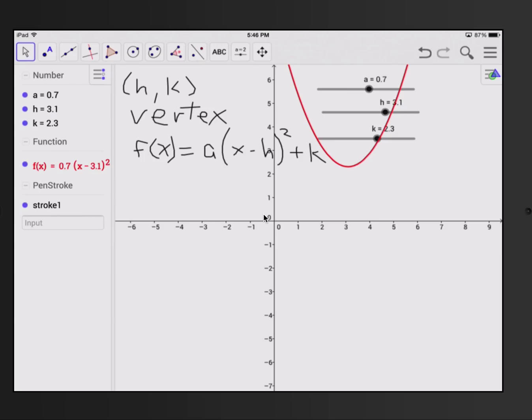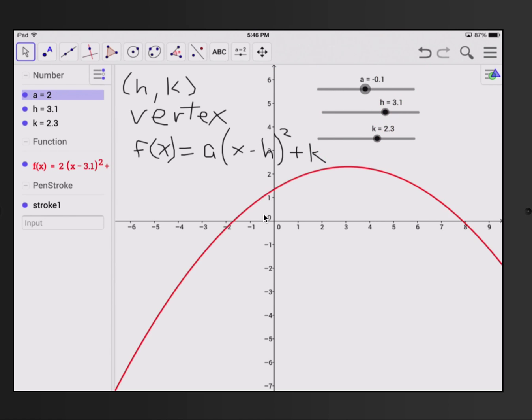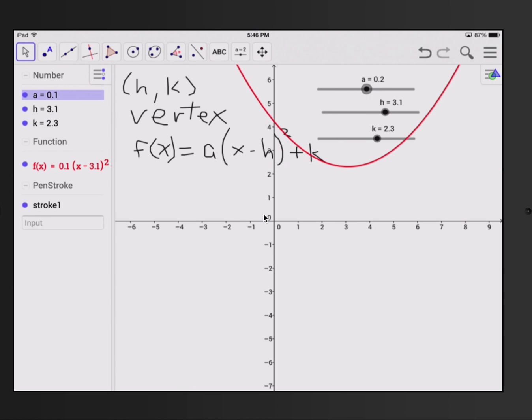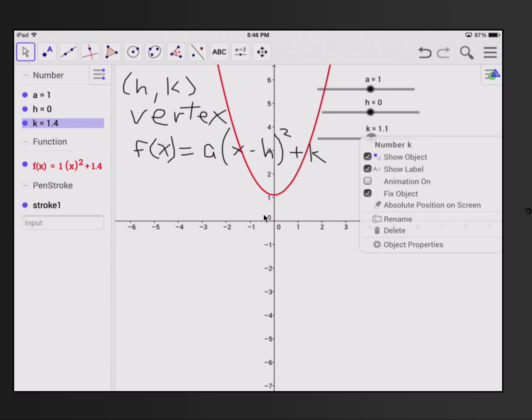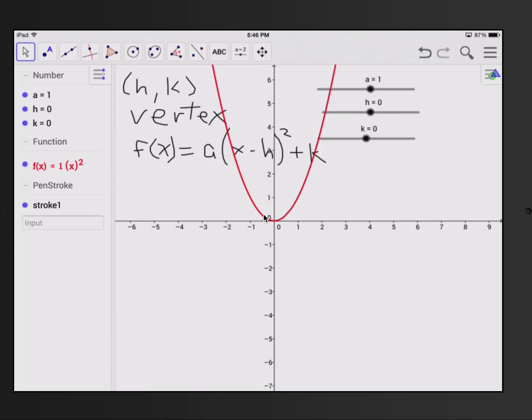If I want the standard a equals x squared, I make my a 1. I have a little difficulty just tapping it. Close. Okay, my sliders are really touchy today. Alright, and my h and my k are going to be 0. And that's the standard form. A, basically that would be a equals x squared.